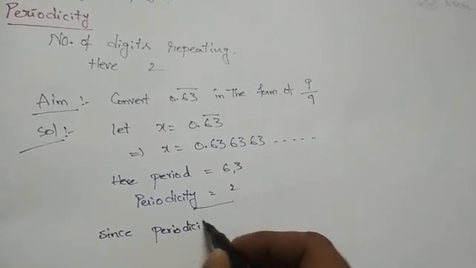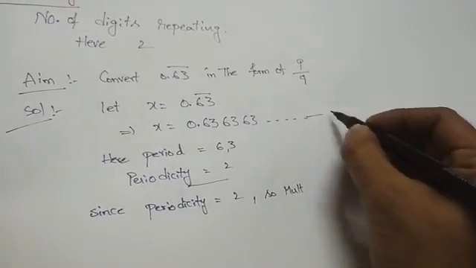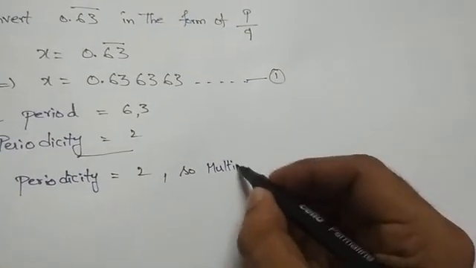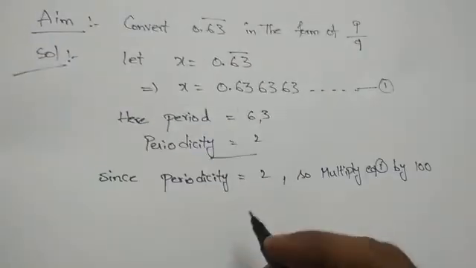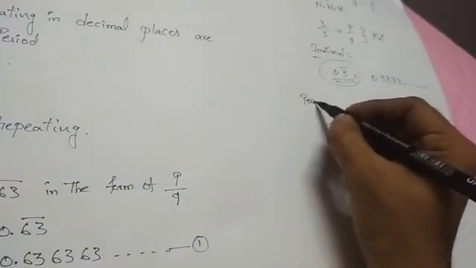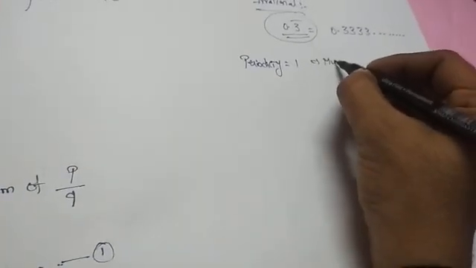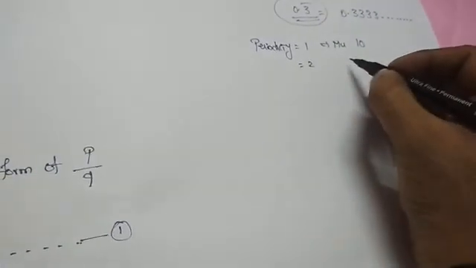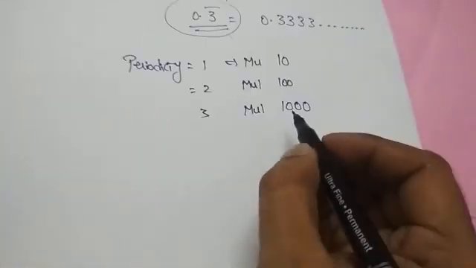Since periodicity is equal to 2, I'll call this equation number 1 and multiply equation 1 by 100. Why do you have to multiply? Since periodicity is 2, we will multiply with 100. If periodicity is equal to 1, then we will multiply with 10. If periodicity is 2, we will multiply with 100. If periodicity is 3, we will multiply with 1000. So based on the number of digits, we will multiply. You remember these points.